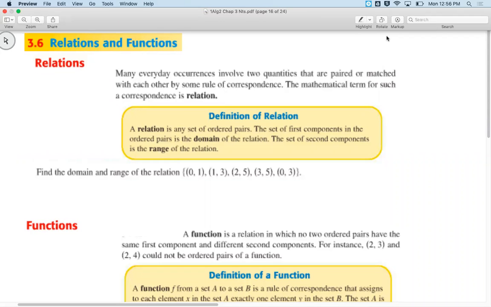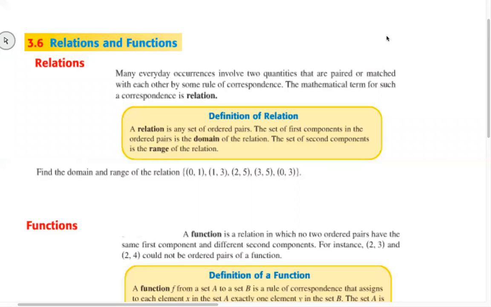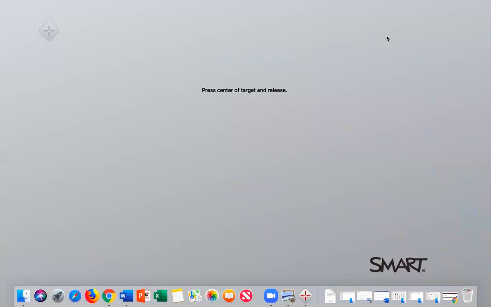Okay, let's talk about relations and functions. Owen, what do you know about a function?